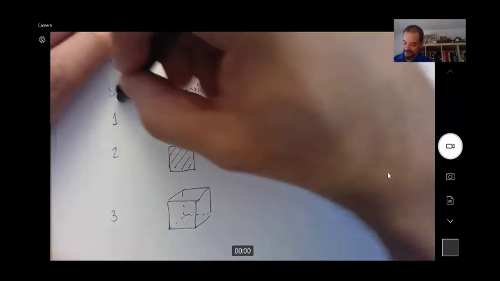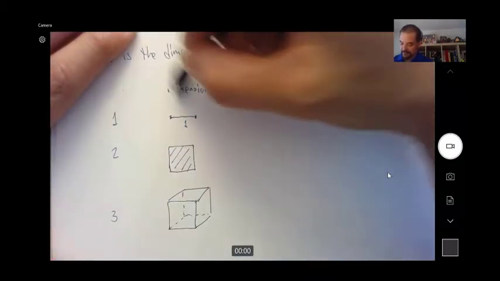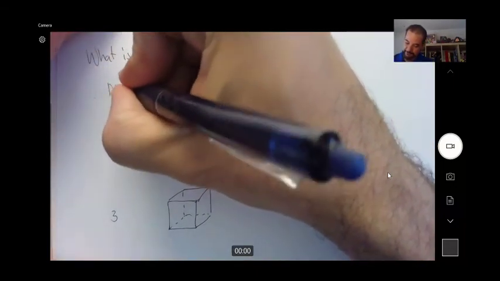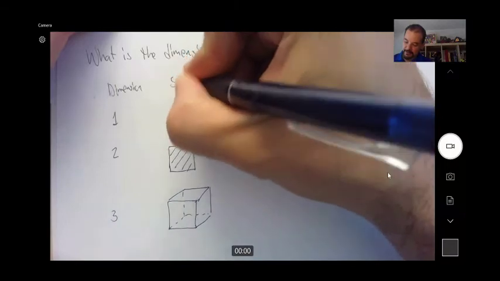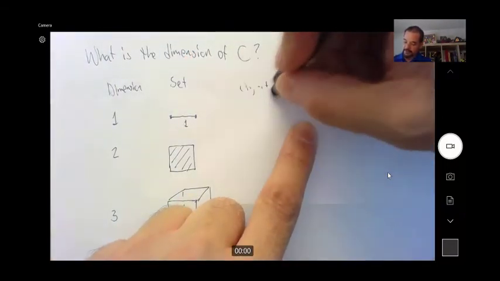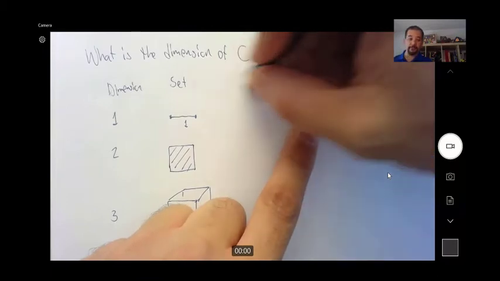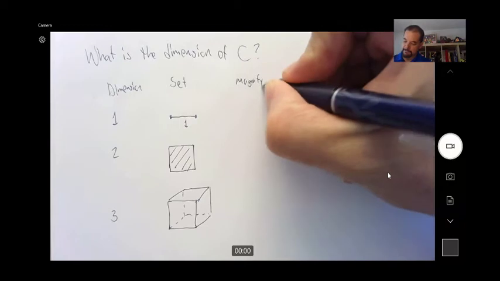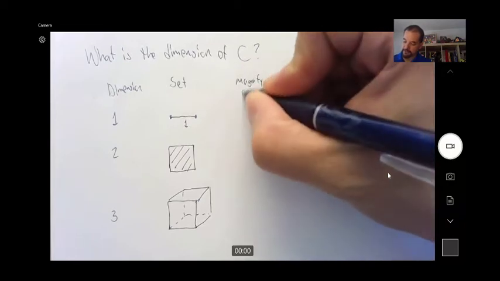Okay, I labeled this one way and then I did the picture the other way. So this is the dimension, and this is the set. Now let's magnify the set by a factor of 3.